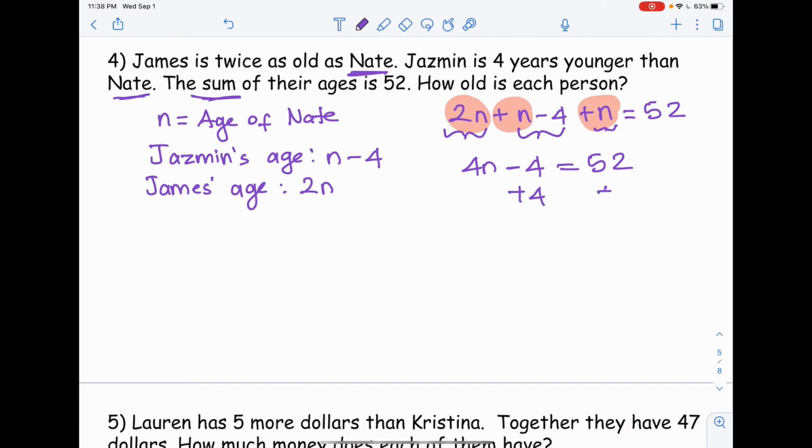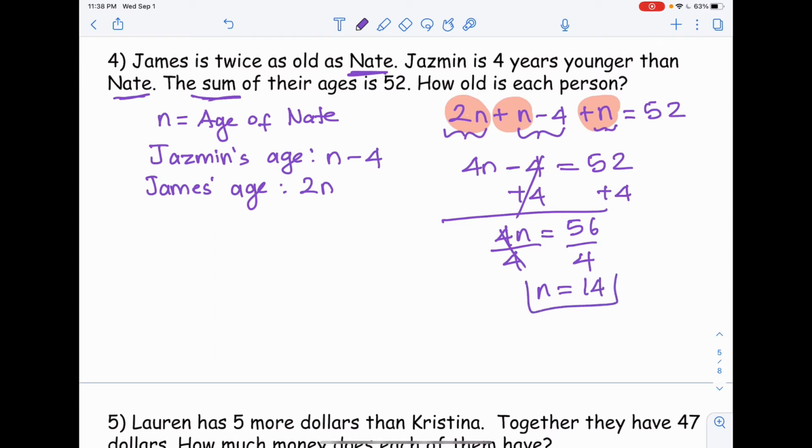Let's add constant to both sides of the equation. 4N equals 56. Then let's divide both sides of the equation by the coefficient of N, which is 4. Then from here, Nate's age will be 14. We need to find the age of each person. Then we can plug in this N. For Jasmine's age, it would be 14 minus 4, which is 10. For James' age, it would be 2 times 14, which is 28.